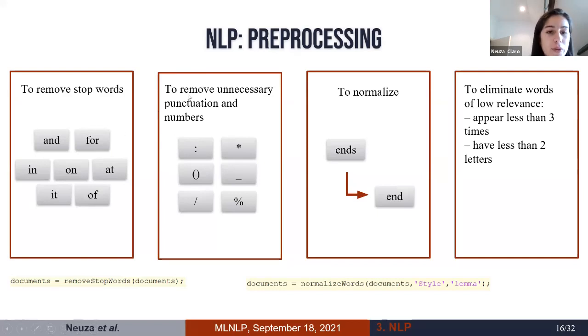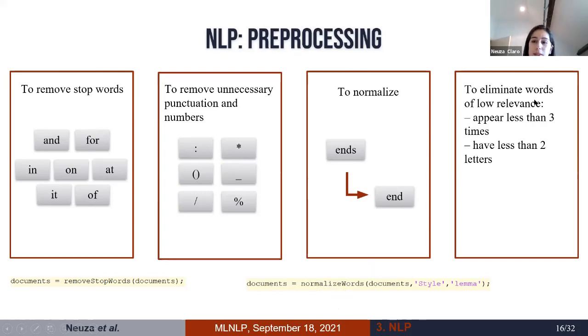After, we remove the unnecessary punctuation and numbers. I said unnecessary because we did not remove the punctuation that appears at the end of a sentence, because it is necessary to define where sentences end. Then we normalize the words to reduce them to a root form. Therefore, we reduce them to their dictionary forms, once again using a predefined MATLAB function.